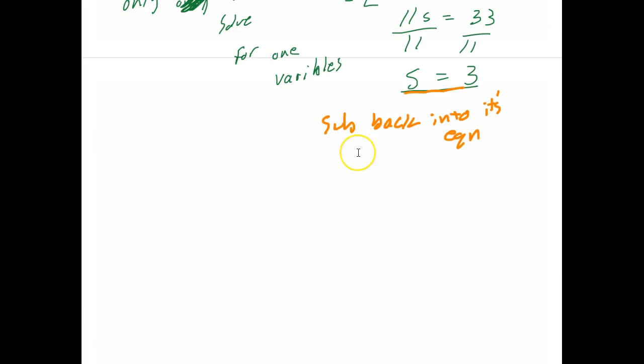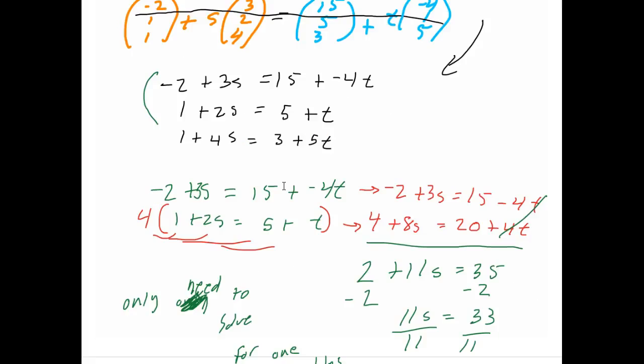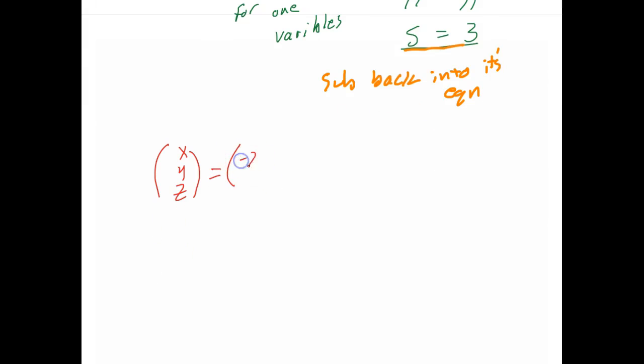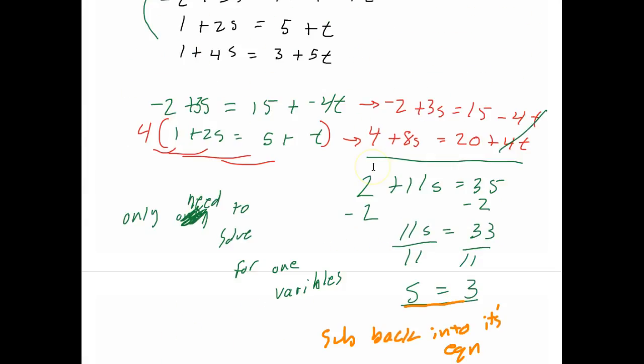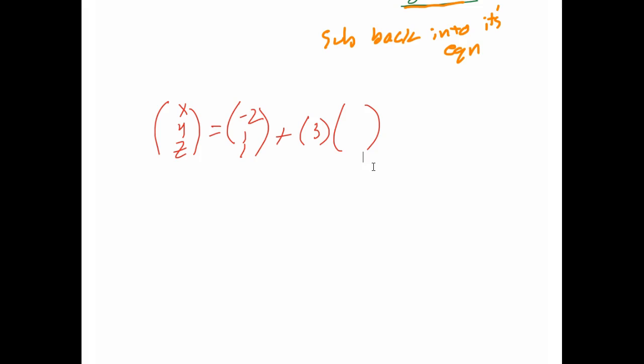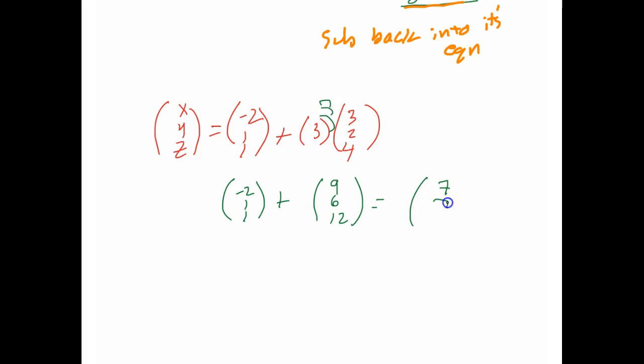So let me do that down here. xyz equals 1, 1, 2, negative 2, 1, 1 plus 3, that's what we found, times 3, 2, 4. As always, you just simplify this. Distribute that 3 to all of it: we get negative 2, 1, 1 plus 9, 6, 12. Add up the corresponding parts: 7, 7, 13. That's the intersection of the points.